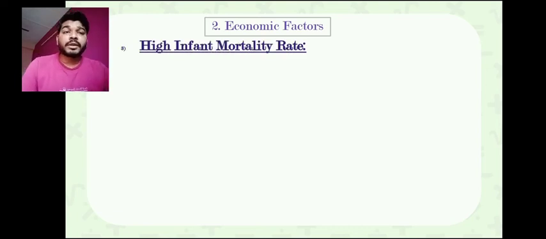With this you can write more points apart from these 4 points. Then comes the third point, that is high infant mortality rate. Infant means baby, mortality rate means death rate. So we find that babies born in India, those in the age group from 0 to 1, are dying.